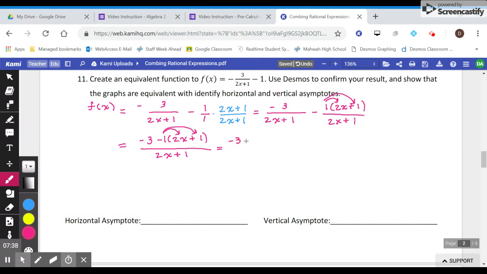So I would get negative 3 minus 2x minus 1 over 2x plus 1. Combine all your like terms, and you'll get negative 2x minus 4 over 2x plus 1. And then again, to double check that you've done the math correctly, you can always graph your final answer and your original function that you were given and see if they produce the same graph and the same table of values. If they do that, you know you've done the problem correctly.